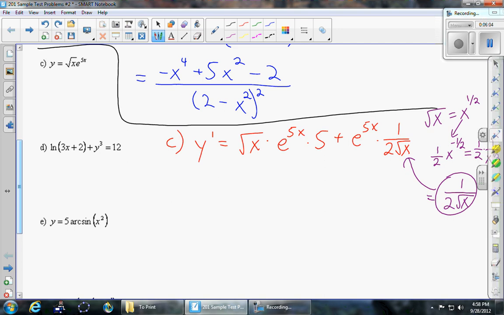Not a whole lot of algebra we can do here. If you are so inclined, you can factor some stuff out of this. I guess we could factor out e to the 5x from both. That seems easy enough. And if you wanted to, you can combine the things in the parentheses and get a lowest common denominator, etc. I'm going to stop there. Let's move on to part D.